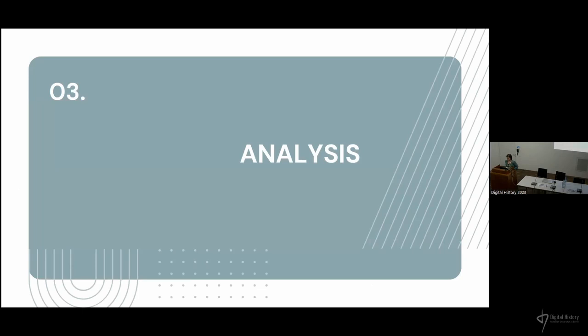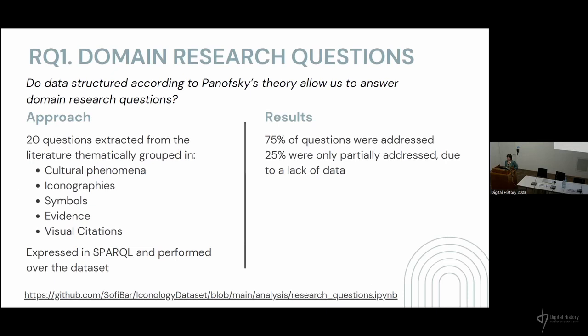Let's pass to the analysis itself. To answer the first domain research question, I extracted from a selection of articles a typological overview of the types of topics afforded. And I extracted the questions to which the art historians were implicitly answering, with a total of 10 questions. Then I expressed these questions in sub-questions that were more feasible to express in a quantitative way, so as to be directly performed in SPARQL queries over the dataset. And I put there the GitHub link with the research questions that you can run.